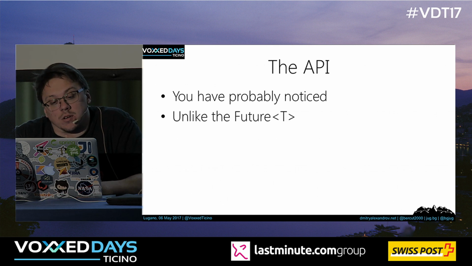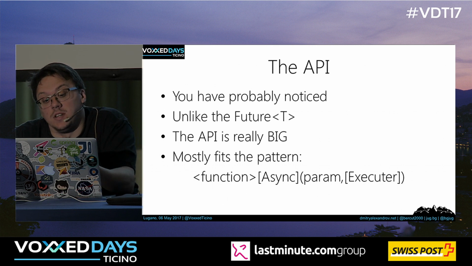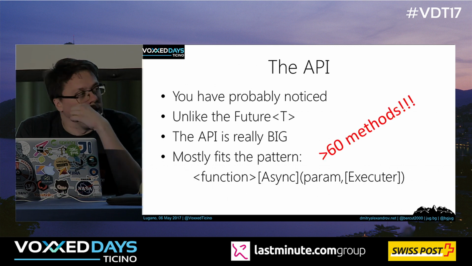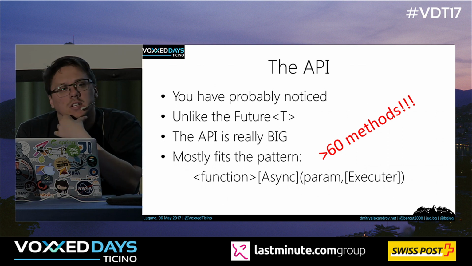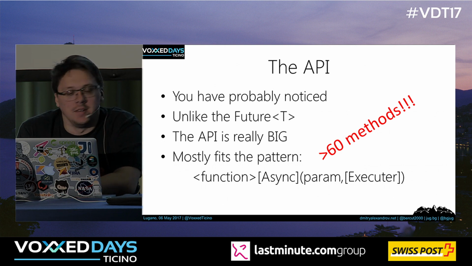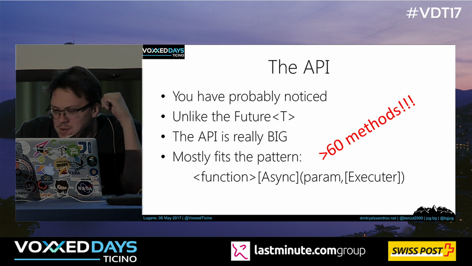As you probably noticed, the API is really big. It mostly fits this pattern, but it has almost 60 methods inside. And as I talked to one of my colleagues, why don't you use CompletableFuture? They said because we are scared. There are so many methods inside. If you see that and you're scared, it's not good.